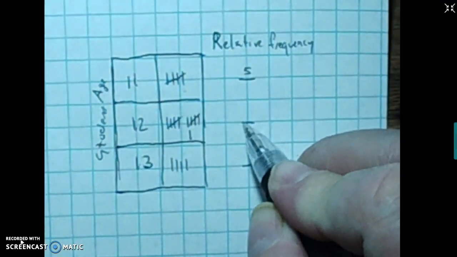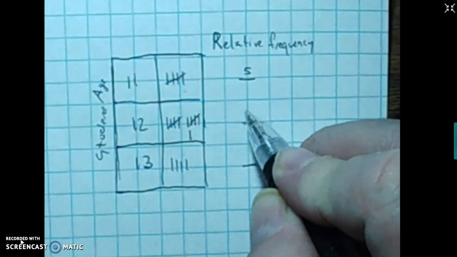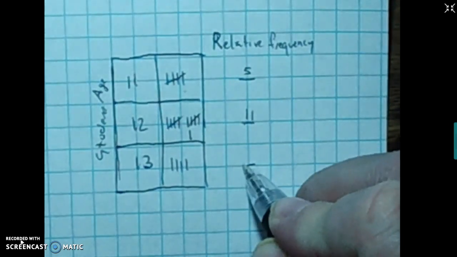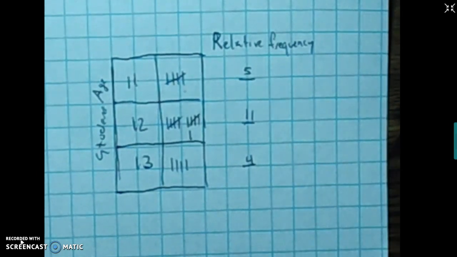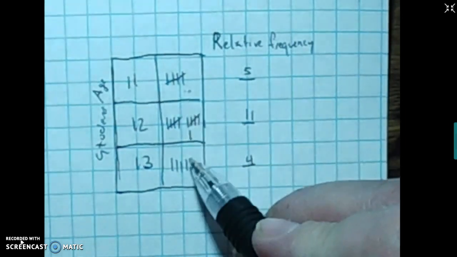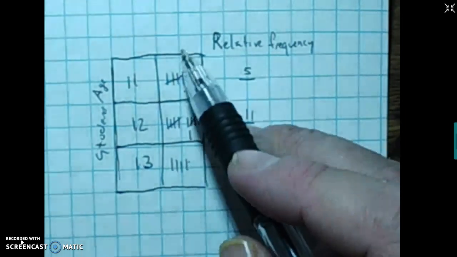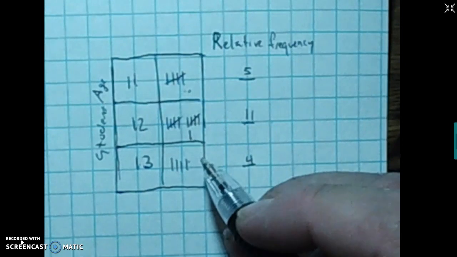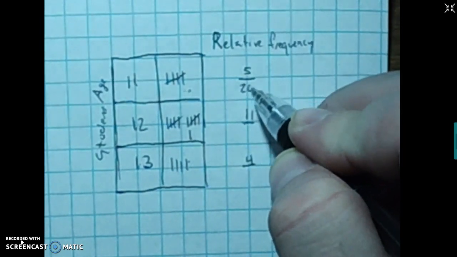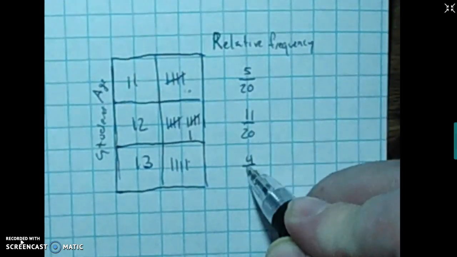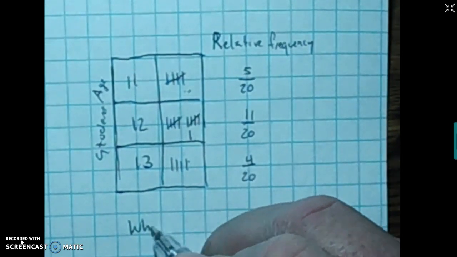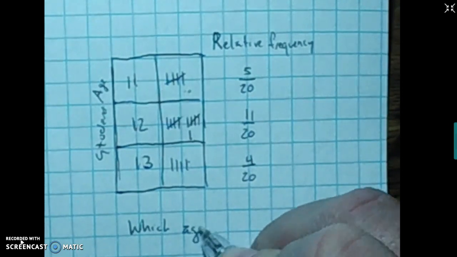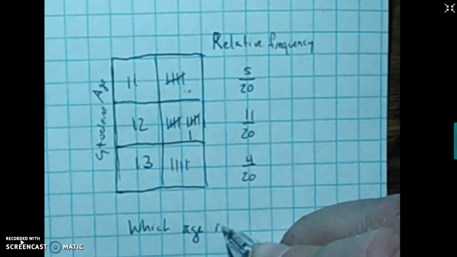How about for 12 years old? 11. How about for 13 years old? 4. What's the whole? 5 plus 4 is 9, plus 11, so 20. So 5 out of 20, 11 out of 20, 4 out of 20. The question is, which age represents 20% of my data?